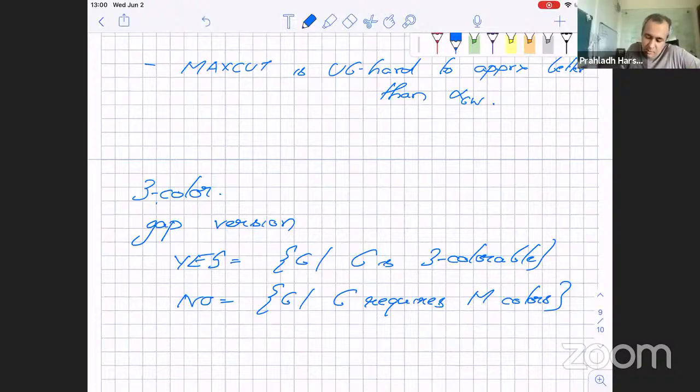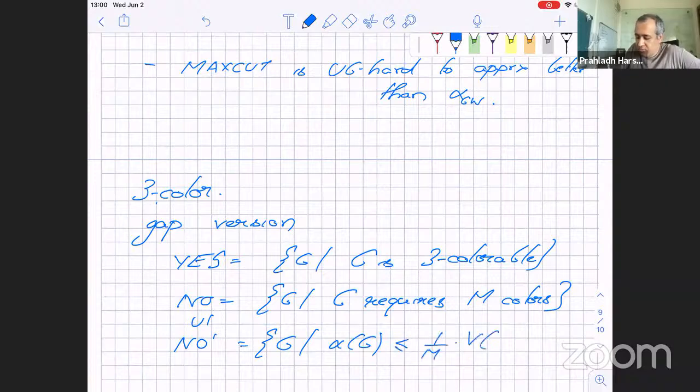And you can actually get even a smaller no prime, which is a subset of this. Usually what is proven is this one: that the independence number alpha of G is less than or equal to 1 by M times the vertex set of G. That's a subclass of no. If the independent set is of size 1 by M, that shows that the number of colors has to be at least M. Fractional independent set is 1 by M. And with this yes, no, people manage to show some result. This is the gap version that is worked with for 3 coloring.